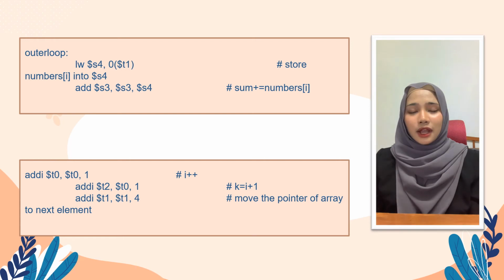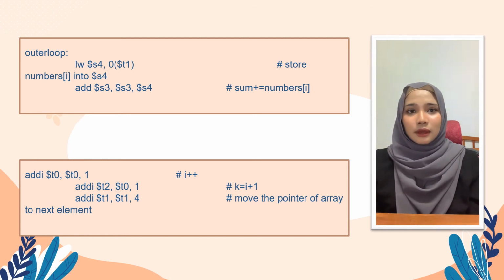The program will have I equals I plus 1 in C++ programming language, compared to MIPS assembly language. The program will add immediate the value 1 into register $T0, meaning $T0 equals $T0 plus 1 at line ADDI $T0, $T0, 1. Then add immediate 1 into register $T2, which means $T2 equals $T0 plus 1, or in C++ known as K equals I plus 1.